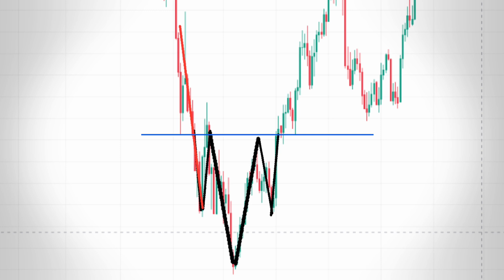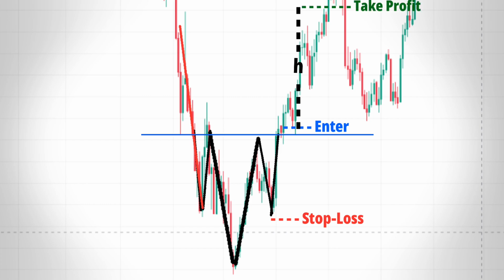That is the resistance line that connects highs between the shoulders and the head. Now here's how to trade an inverse head and shoulder pattern. Draw the neckline. It's usually a horizontal or slightly sloped resistance line. Wait for price to break above the neckline before you enter a trade. Enter after the breakout. Then place your stop loss below the right shoulder. For take profit, project the height from the head to the neckline upwards to set your target.